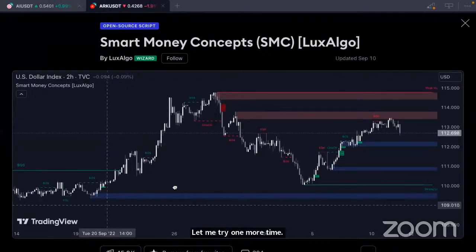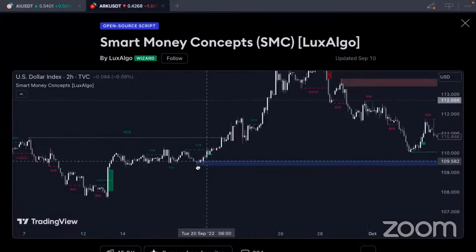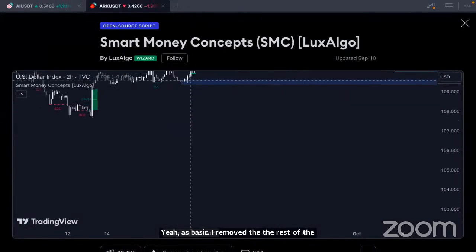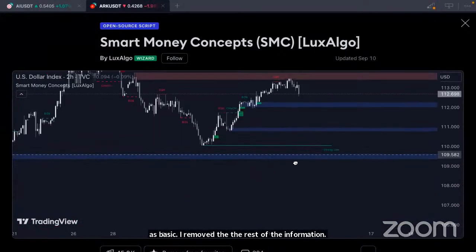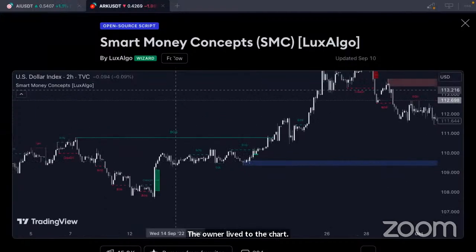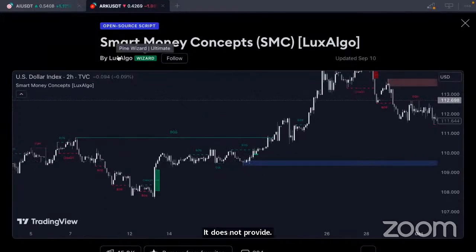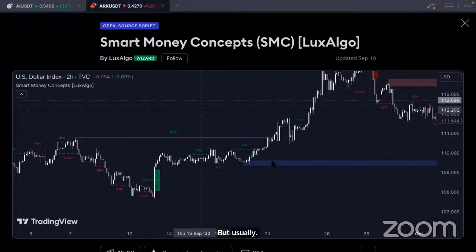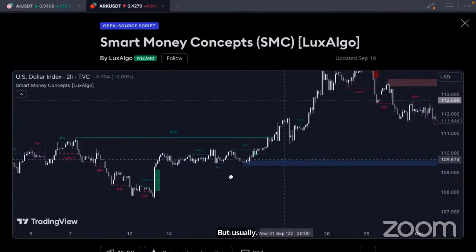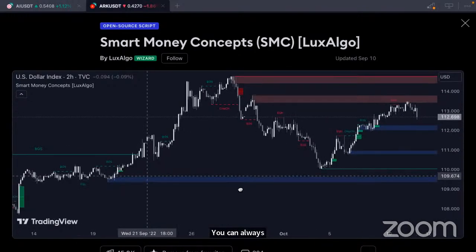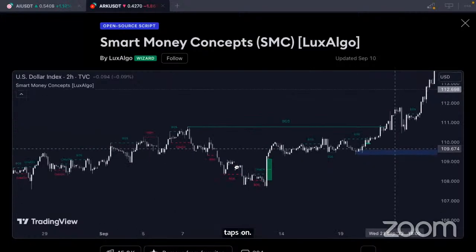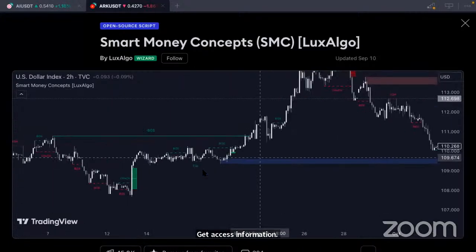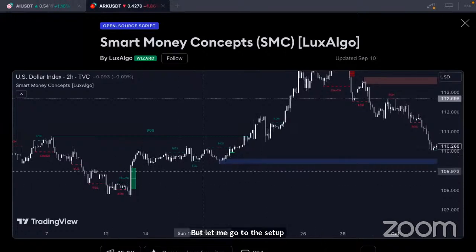He has basically removed the rest of the information. He only left the chart. He does not provide more. But usually, you can always get more details about a specific indicator when someone taps on read more to get extra information. But let me go to the setup itself. But before, I could use this to explain.